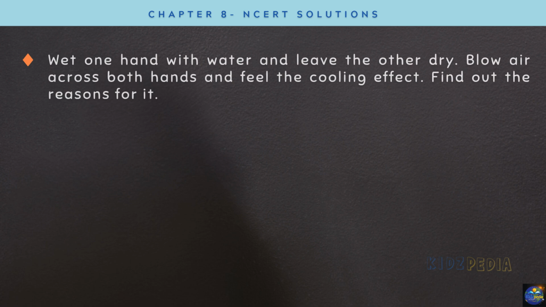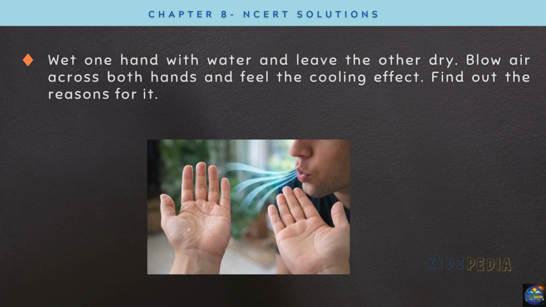First one. Wet one hand with water and leave the other dry. Blow air across both hands and feel the cooling effect. Find out the reasons for it. When one hand is wet with water and we blow air over it, the water on the skin starts to evaporate faster. Evaporation needs heat energy, so the water takes heat from the skin of the hand. So, as heat is removed from the skin, the temperature of the hand decreases and we feel coolness.